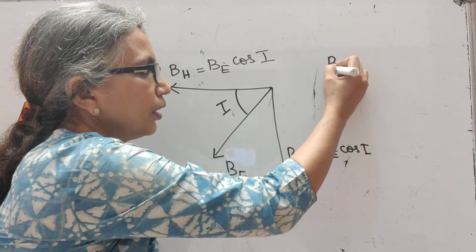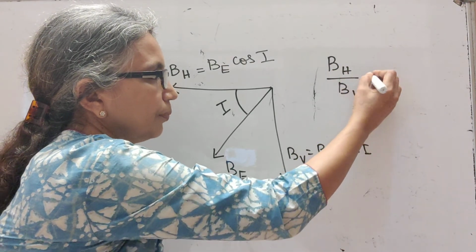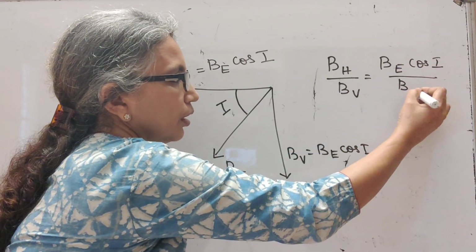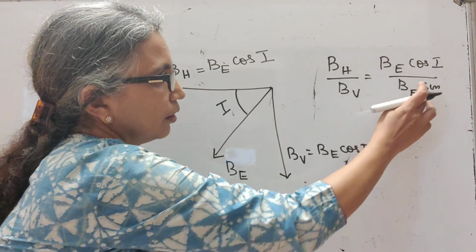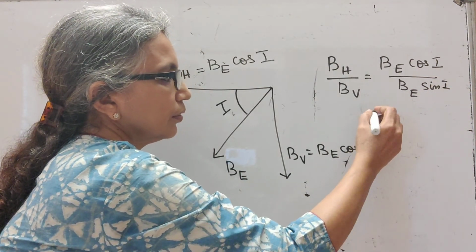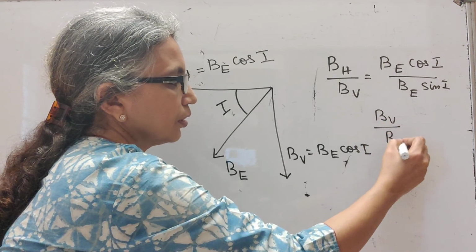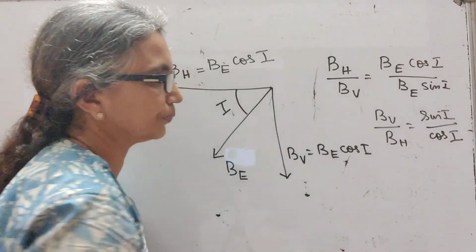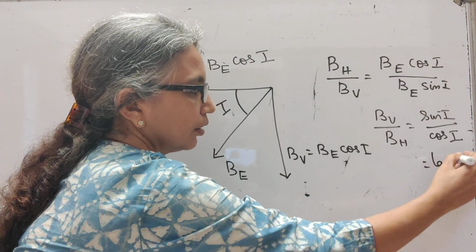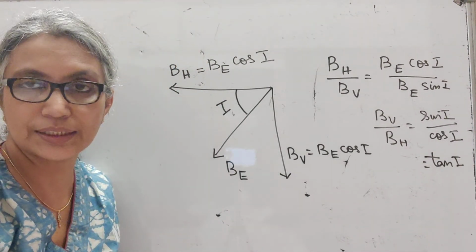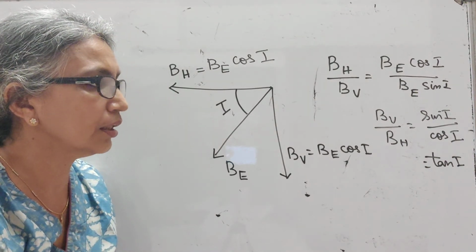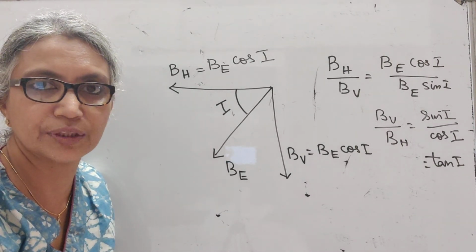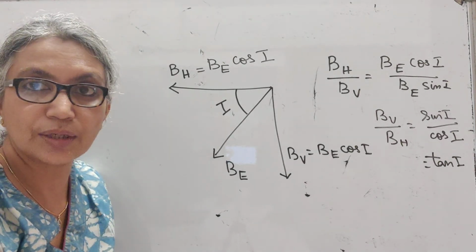So we may write BH by BV will be equal to BE cos I by BE sin I, or BV by BH will be sin I by cos I, which is equal to tan I. So BV, which is BE sin I, and BH, which is BE cos I, so BV by BH will be sin I by cos I, which is tan I, I being the angle of inclination or angle of dip. So this is all we need to know in this chapter.